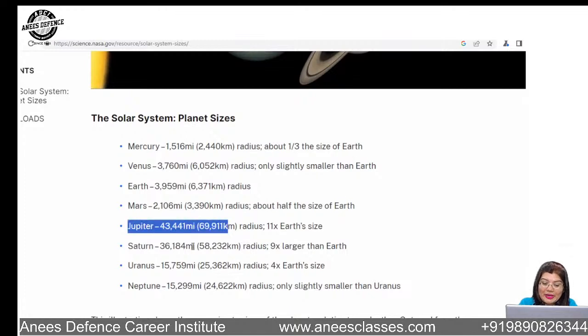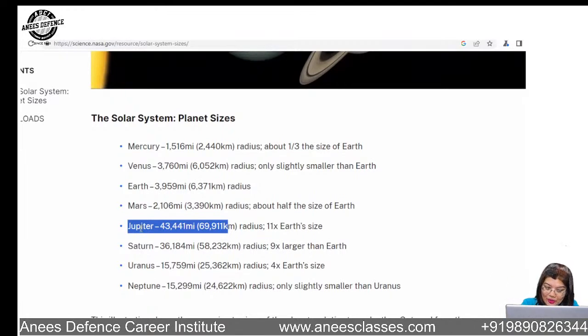We can see it over here, followed by Saturn, followed by Uranus and Neptune. There is also one thing wherein you can compare the sizes in ascending or descending order only for the inner planets as well as only for the outer planets.